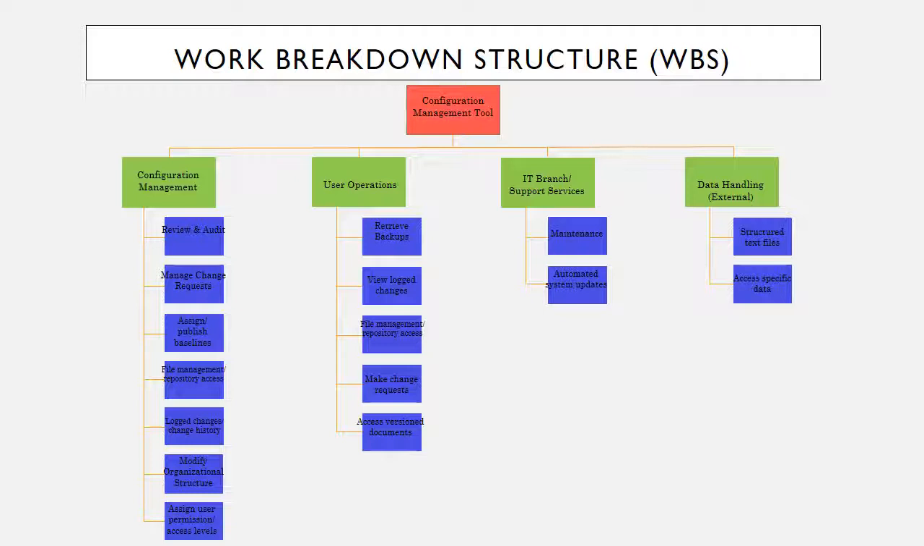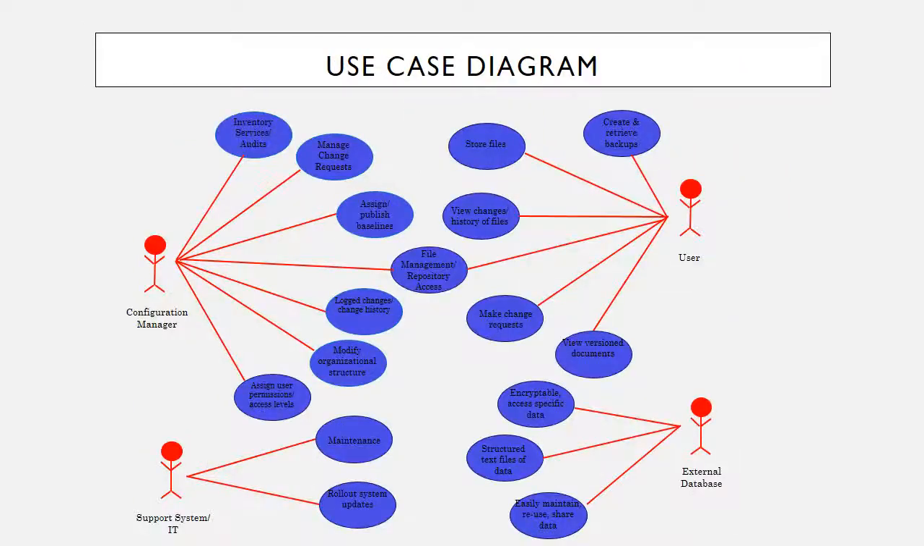And data handling involves an external database that utilizes structured text files in order to provide easy and secure access to data. From there, we go to the use case diagram, which has similar users and functions to the WBS. It has the configuration manager, the user, the support system or IT services, and database functionalities. And also the services that are listed in this diagram are similar to the WBS.